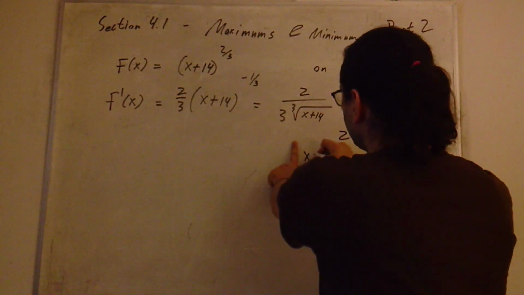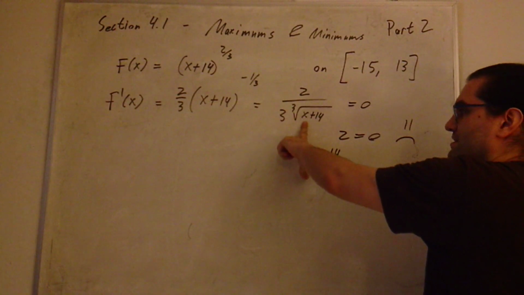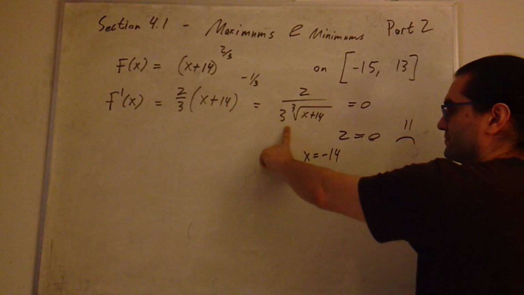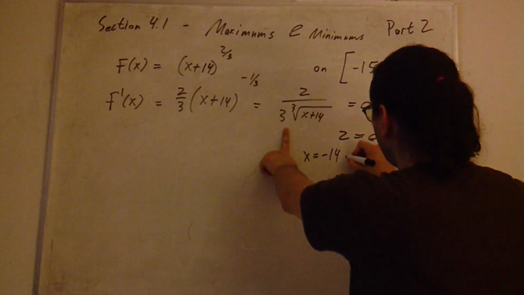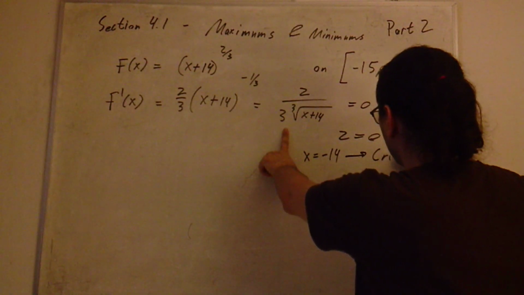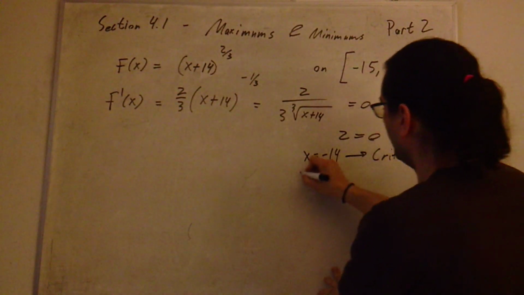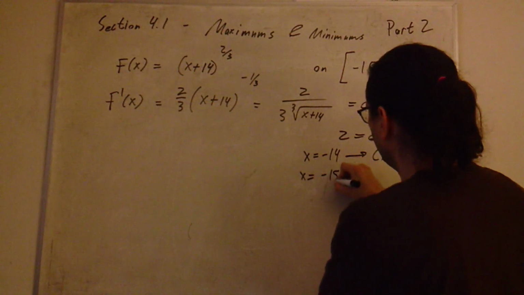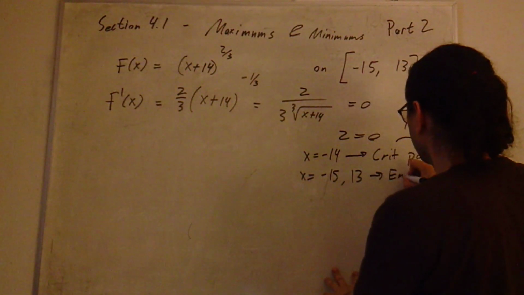If x equals -14, then this is the cube root of 0, and that puts 0 in the denominator, so x equals -14 is our critical point. And x equals -15 and +13 are our endpoints.